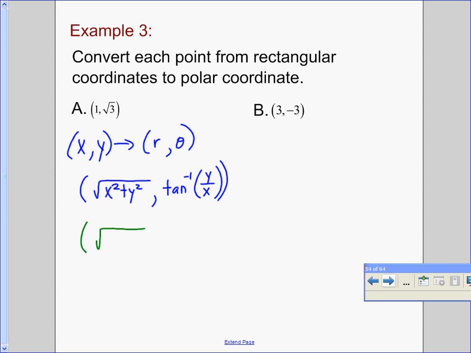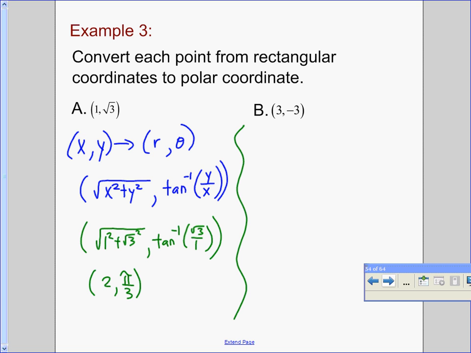the square root of 1 squared plus root 3 squared, and then the arctangent of root 3 over 1. Now from what we know about the unit circle, we can simplify this, and we would get 2, and then the arctangent of root 3 over 1 is going to be pi over 3.